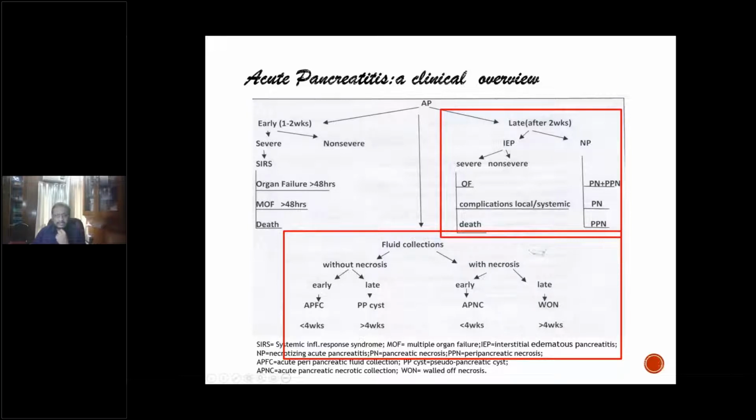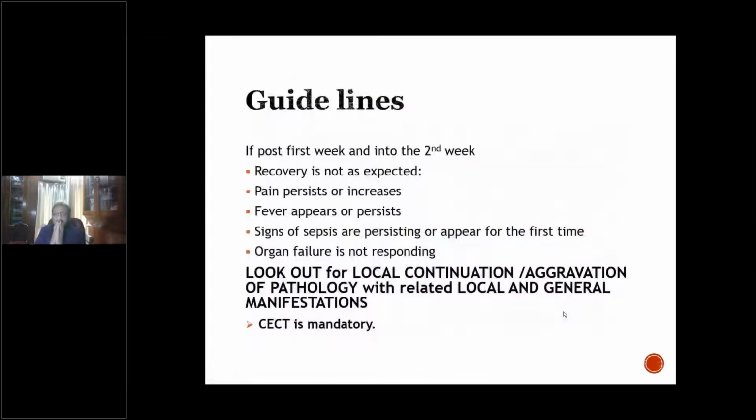If you have a fluid collection less than 4 weeks from presentation, without necrosis, last time we specified this as acute peripancreatic fluid collection, APFC. You can have a pseudopancreatic cyst, or if you have necrosis in this fluid, then you'll call it acute necrotic collection, and a late presentation with necrosis would be walled-off necrosis. Okay. Now, what are the guidelines?